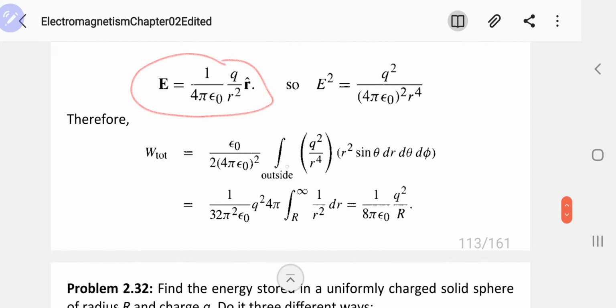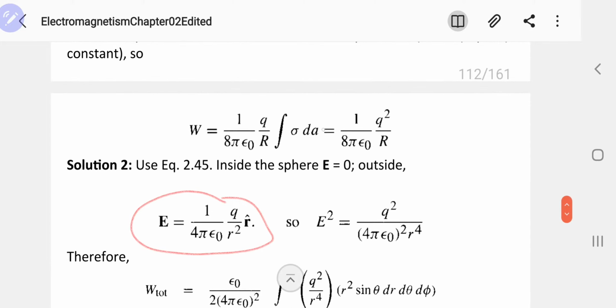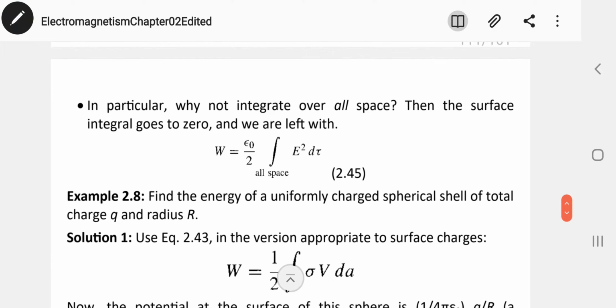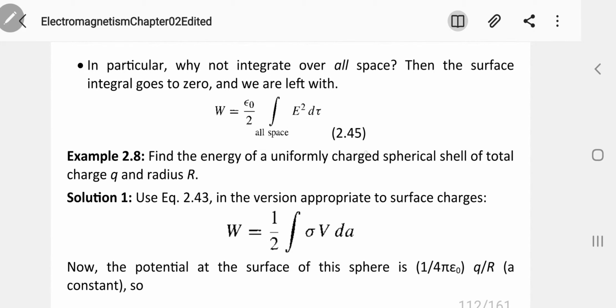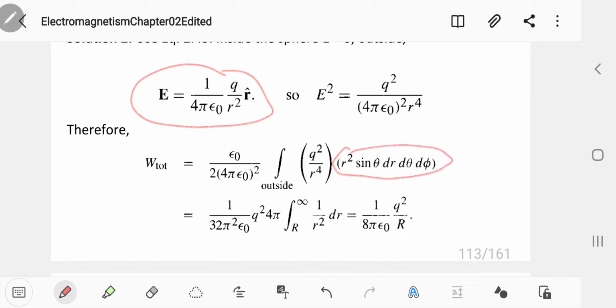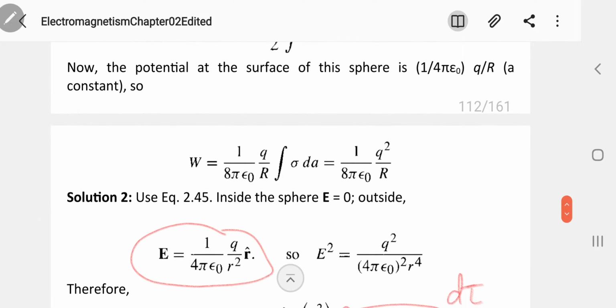And so if you do the integration, you are integrating over, in this case, the whole volume, and the whole volume will just be this expression here. This is your d tau for spherical coordinates, because of course E is radial, so you have to use spherical coordinates. If you manipulate everything, you will have the same answer. So that's the same answer there.